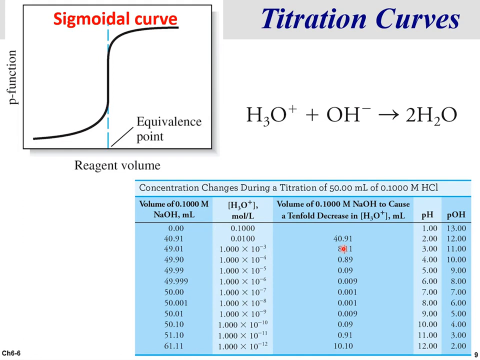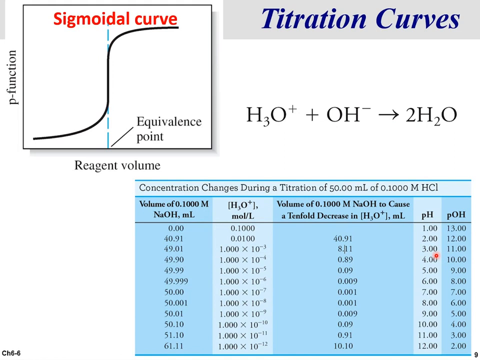So to change the pH from 1 to 2, we need 41 milliliters. To change the pH from 2 to 3 in this titration, we need only about 8 milliliters, okay? And if you look at the other numbers, to change the pH from 3 to 4, we need less than a milliliter, 0.89 of a milliliter. So you can see that the same change in the pH, as you're getting closer to the equivalence point, requires less and less sodium hydroxide, the titrant, okay?